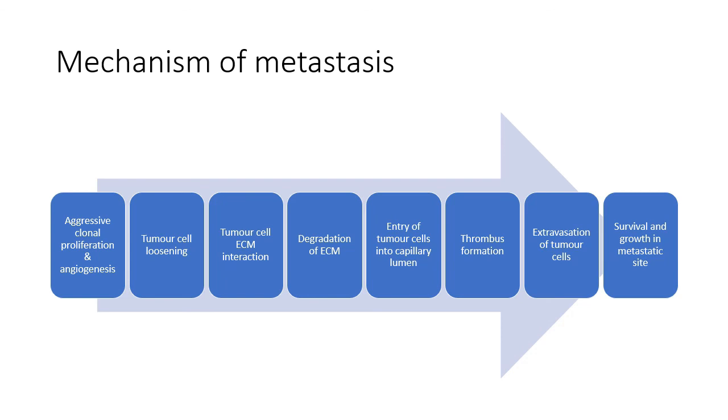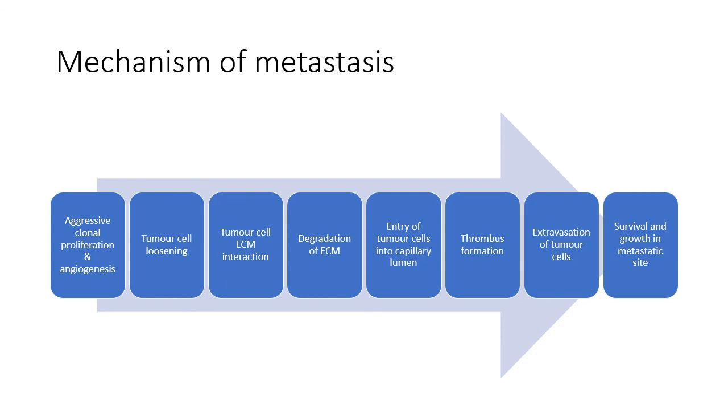So also tumor angiogenesis plays a very significant role in metastasis, because as I told you, normal blood vessels are to a certain degree resistant to invasion, but the new blood vessels which are formed as part of tumor angiogenesis are more vulnerable to invasion.